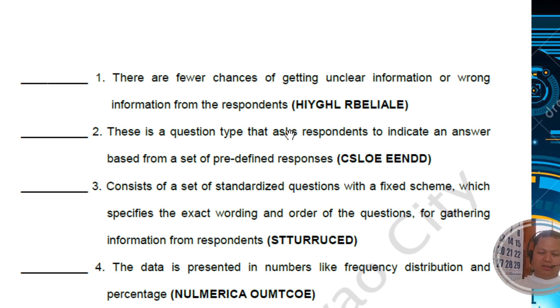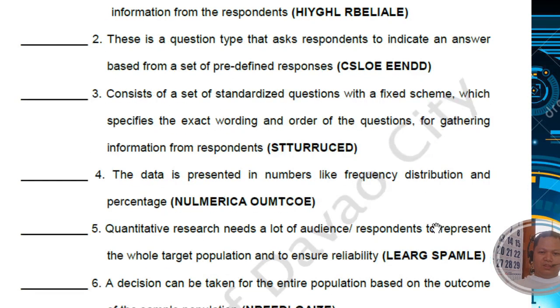highly reliable. And number 2, there is a question type that asks respondents to indicate an answer based on a set of predefined responses. So the answer is close-ended. And number 3 consists of a set of standardized questions with a fixed scheme which specifies the exact wording or order of questions for gathering information from respondents. The answer is structured. Number 4, the data is presented in numbers like frequency distribution and percentage. The answer is numerical outcome.